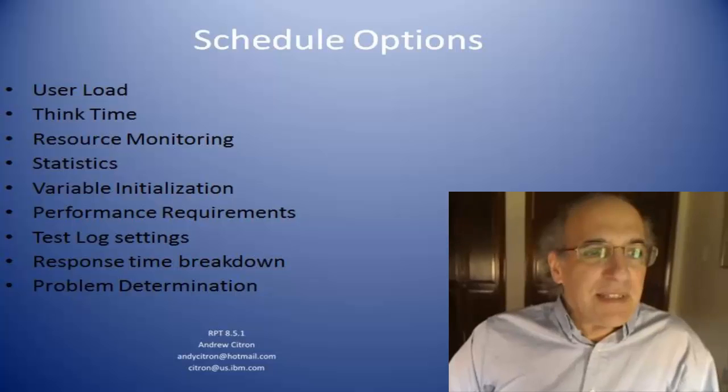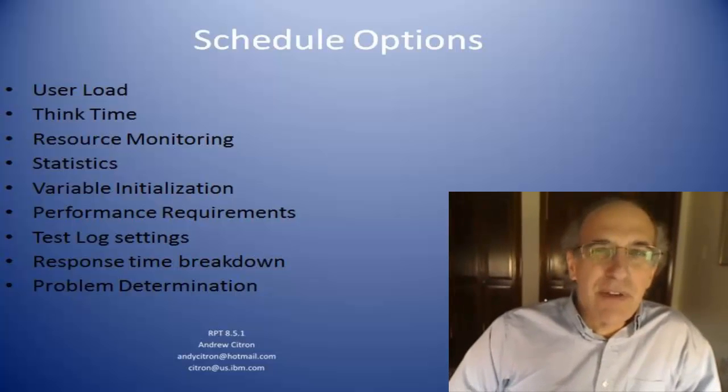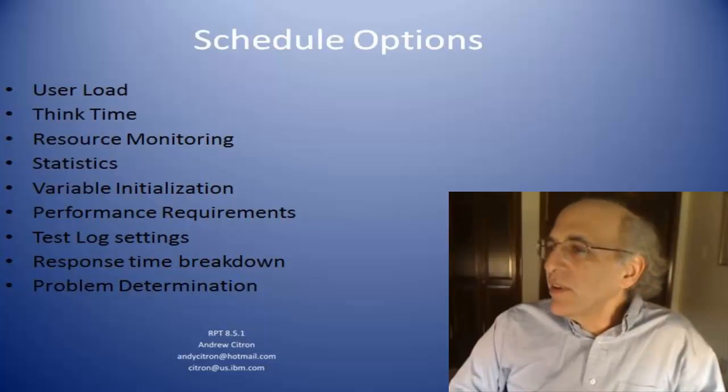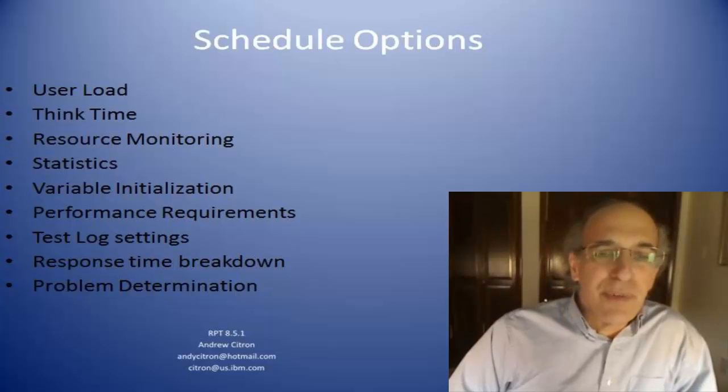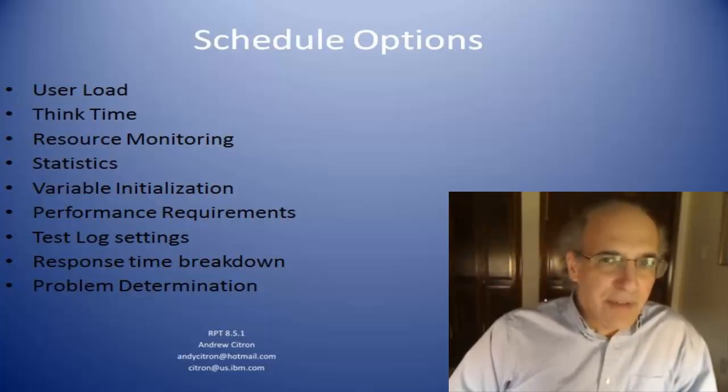Test log settings tells RPT how much granularity you want in your test log. And it also says how many users or what percentage of the users you want to monitor. Because if you're running a test with thousands of users, you can't capture every action of every user because it just uses too much disk space. So this test log settings lets you specify what level of detail and how frequently and how many users, what percentage of the users you want to track so closely.